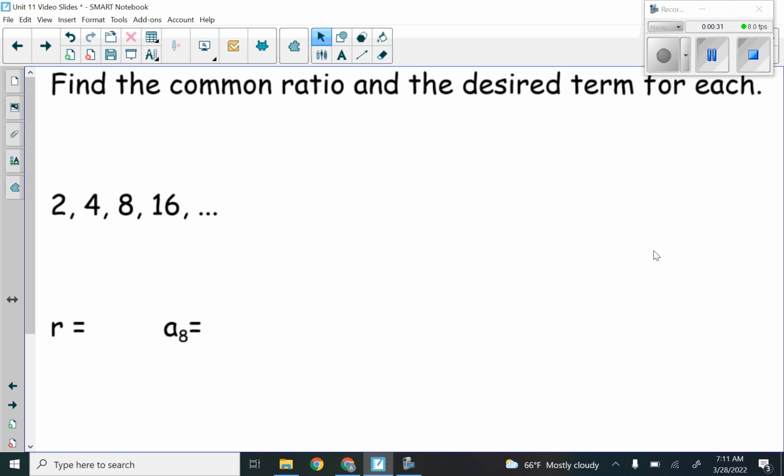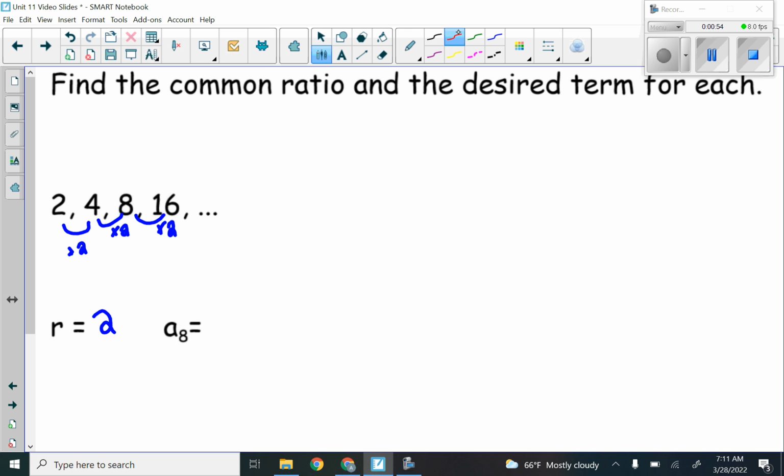First, we're just going to do a little review on common ratio and finding a term. So what is the common ratio here? Going from 2 to 4, we're multiplying by 2, 4 to 8, multiplying by 2, 8 to 16, multiplying by 2. So our ratio is 2.